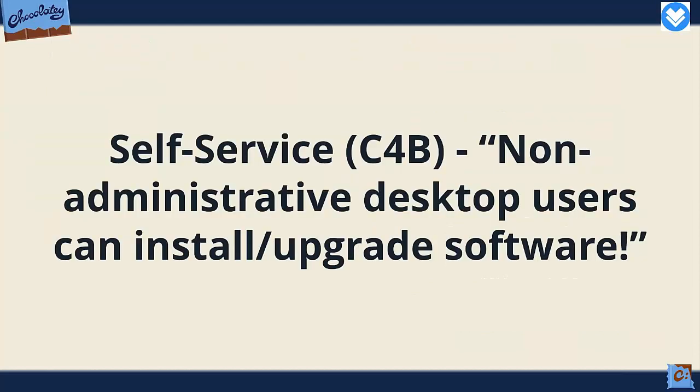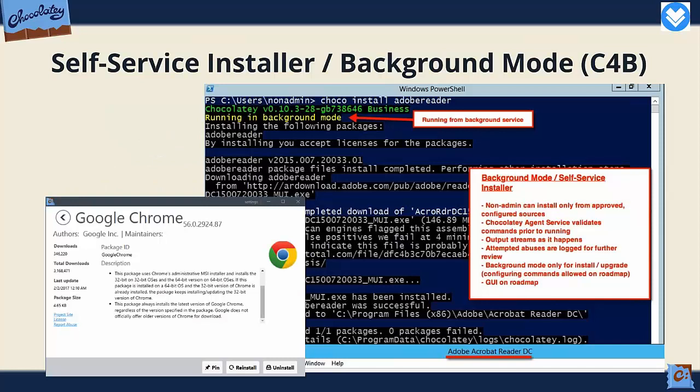Now, another aspect of the Business Edition is really our self-service component. And so if we have non-administrative desktop users, we're going to allow them to install and upgrade software. And so what we do is we install Chocolatey, we place it into background mode, which means we add in the additional Chocolatey agent service that's running in the background. And then we give folks this nice pretty GUI here, which is the Chocolatey GUI we saw earlier, and mark those particular sources that we want to give them access to be able to install from as allowed for self-service. And then they're able to install and upgrade their own software.